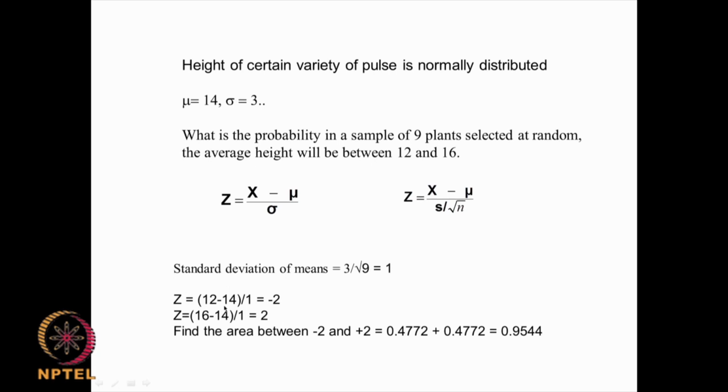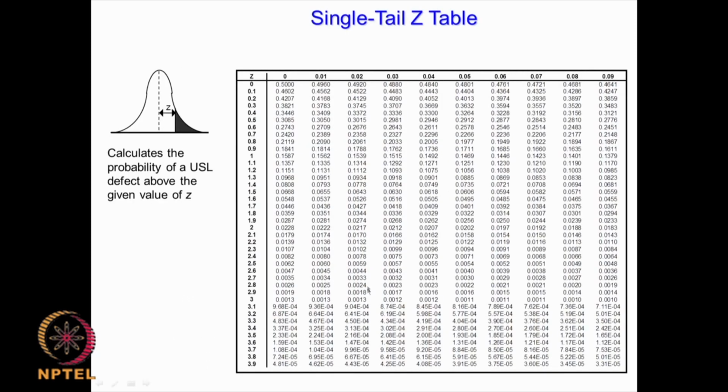So, Z is equal to 12 minus 14, because we want to find out from x of 12 to x of 16. So, for 16 we will get minus 2 and plus 2. I want to find out the area between minus 2 and plus 2. If you remember, long time back we did that from the Z table. For 2 you will get 0.0228, but the catch here is it estimates this region.